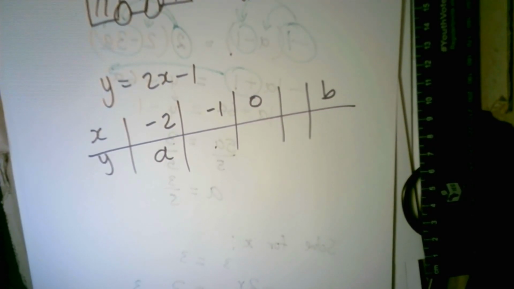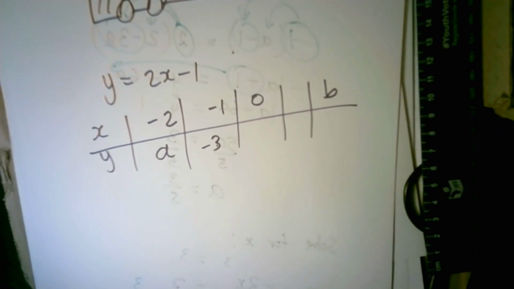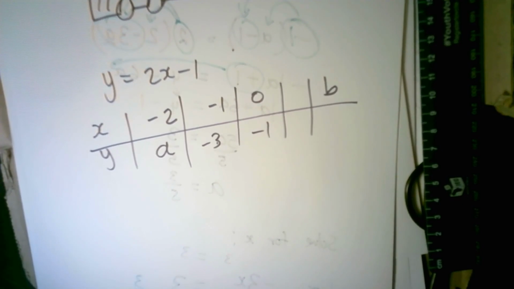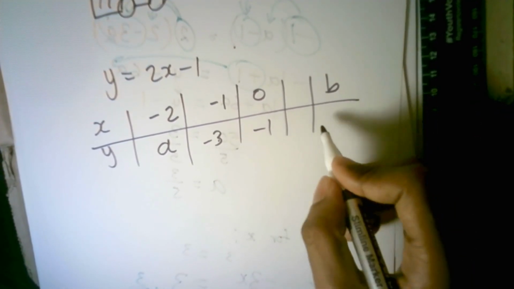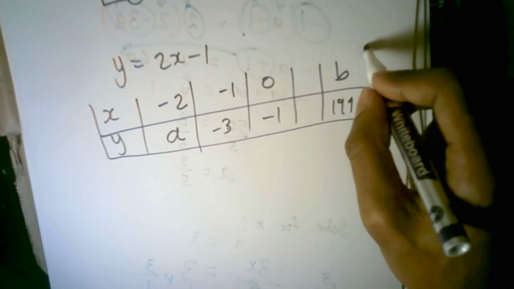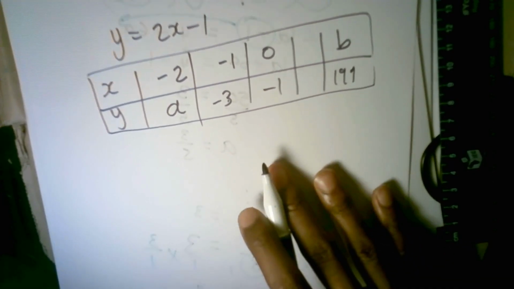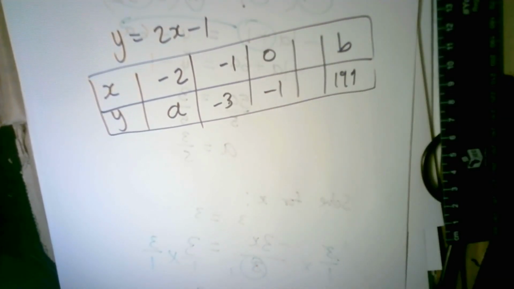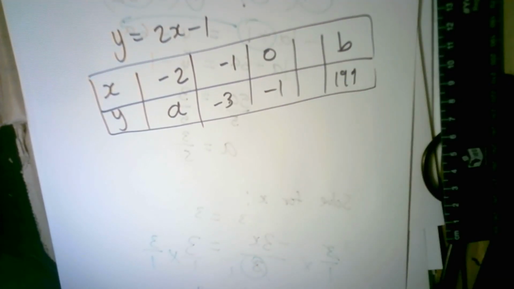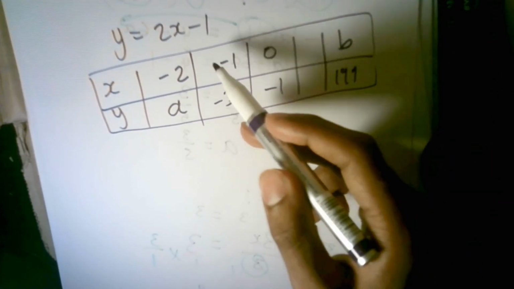When x is equal to -1, y is equal to -3. When x is equal to 0, y is equal to -1. And when x is equal to b, y is equal to 199. Again, we need to find that value of b. So let's look at an example or a pair that's given to us. When x is equal to -1, we said y is equal to -3. But why is y equal to -3 when x is equal to -1? It's because we substituted -1 in the place of x.